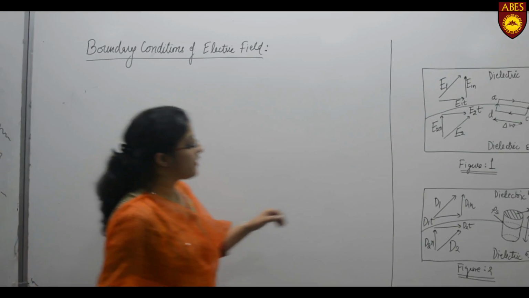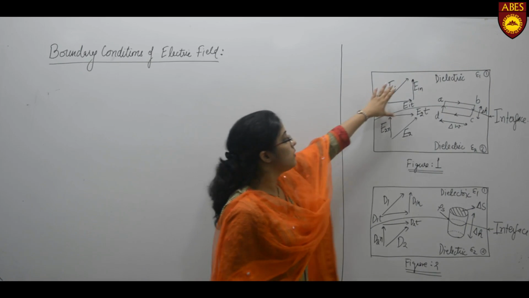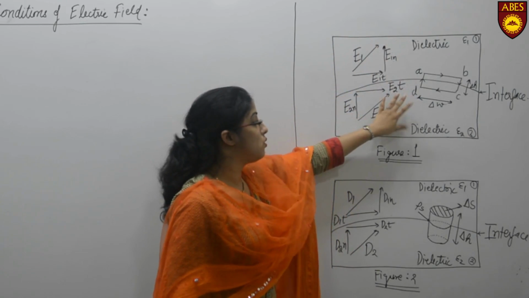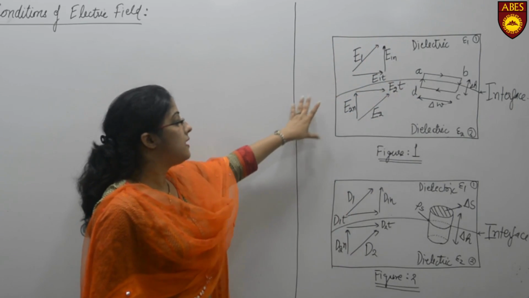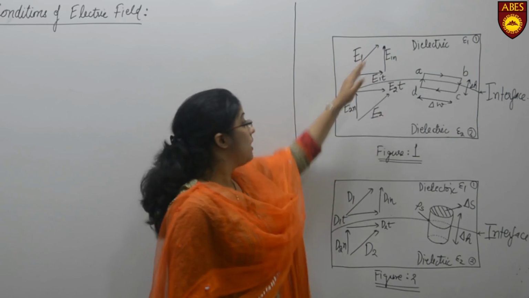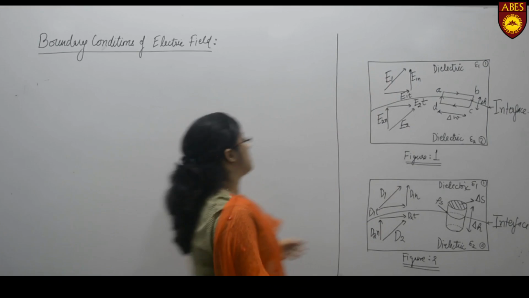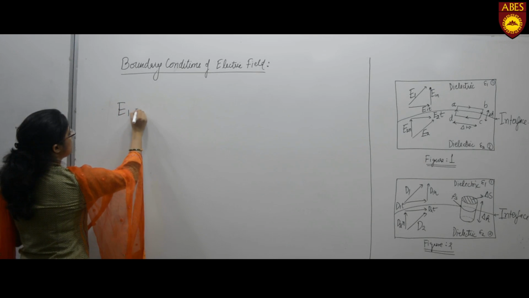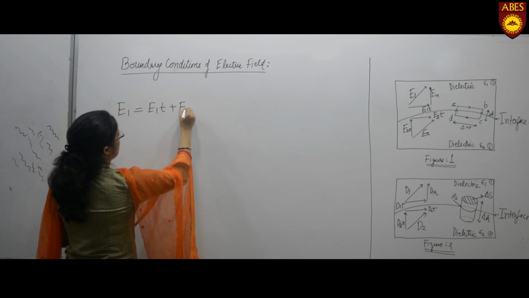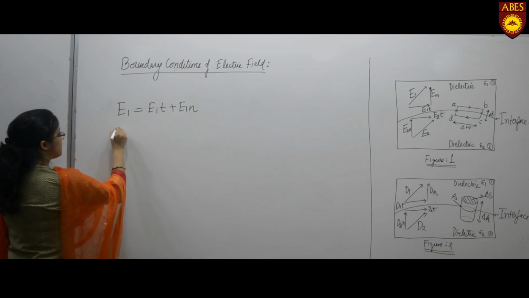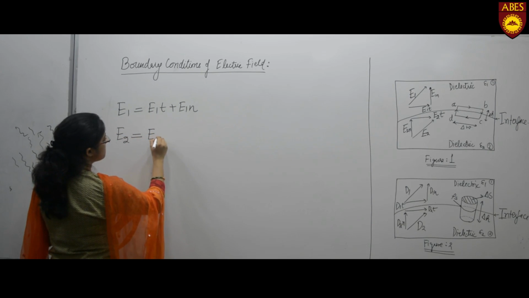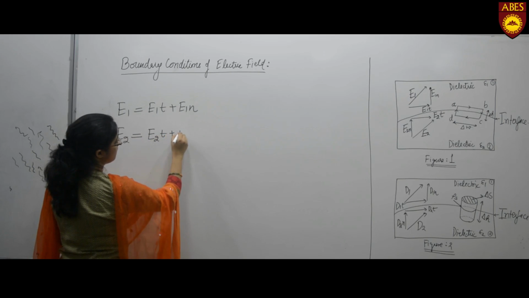Now moving on to the first category of interface for determining the boundary conditions. For this we refer to figure 1. In this figure the two dielectrics are taken. This is region 1 and this is region 2. As shown, the electric field is directed from region 2 to region 1, and it is also divided into two parts. E1 is equal to E1T plus E1N. The electric field in region 2 is again divided into two parts.